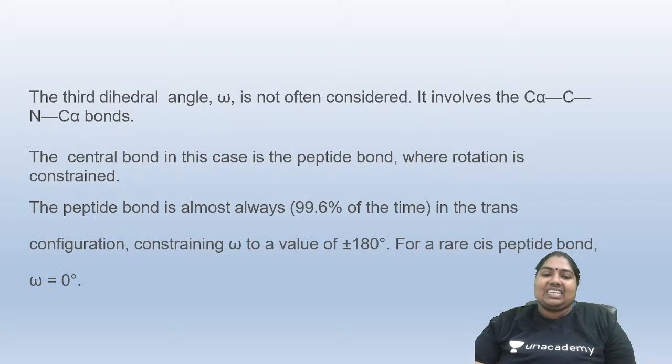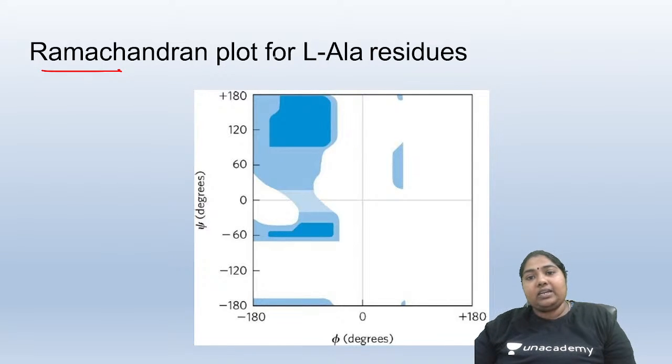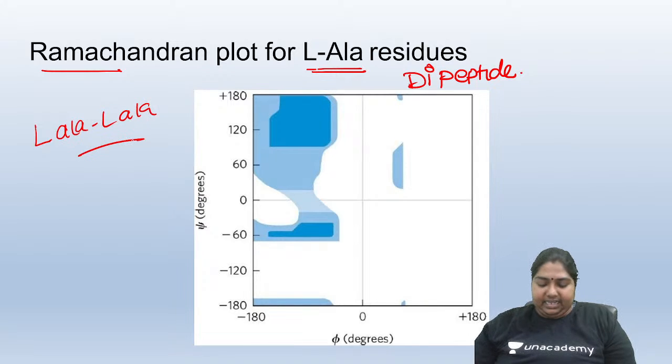Got it? Right. Fine. If you take up the plot, Ramachandran made the plot for L-alanine residues. He didn't take a big residue or a very big peptide. He just took a dipeptide. Dipeptide means it will contain only two things, right? So what were they? L-alanine. That's all it will contain. That is what is called a dipeptide.